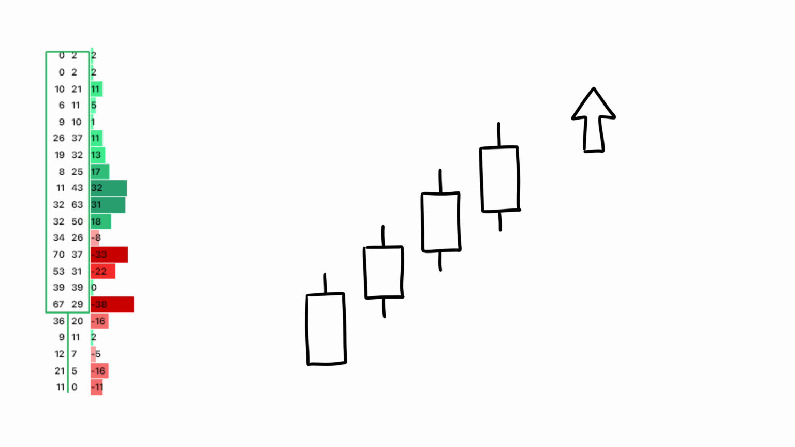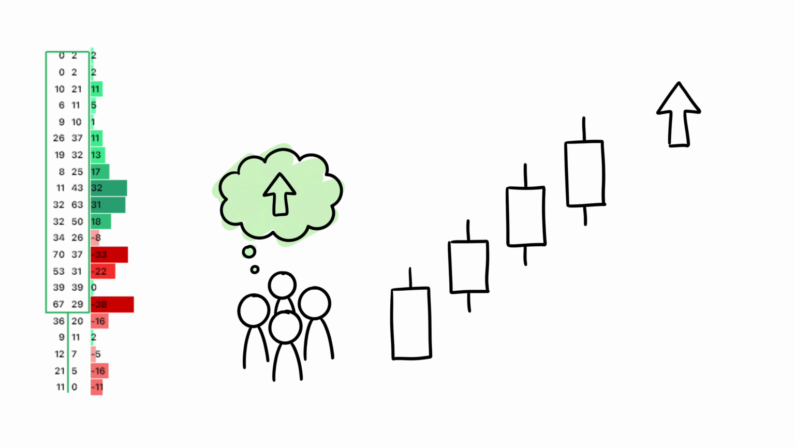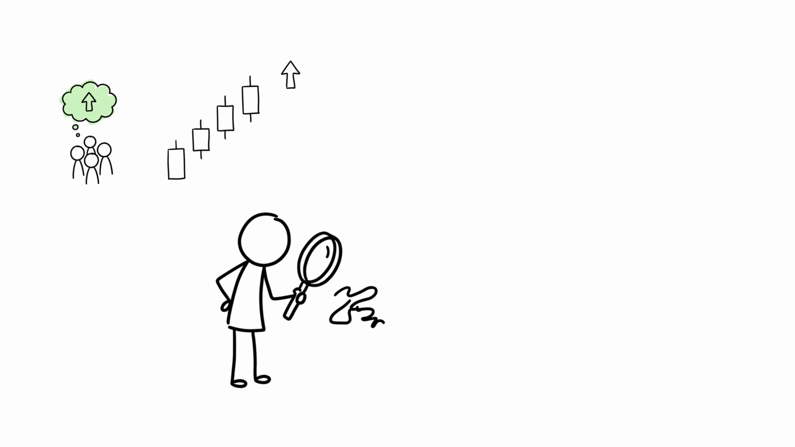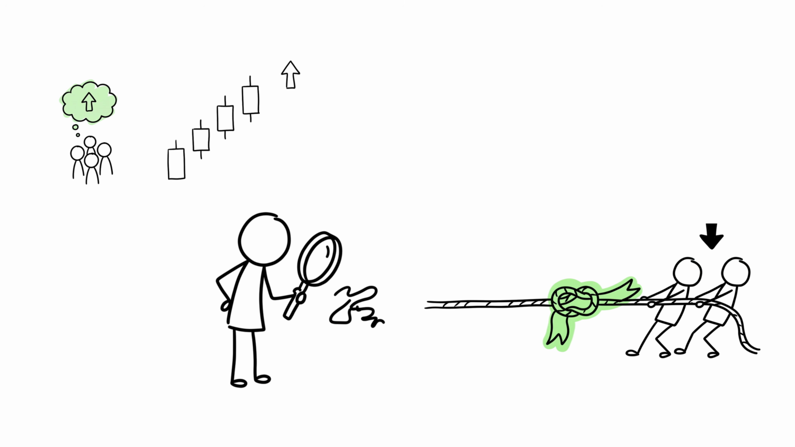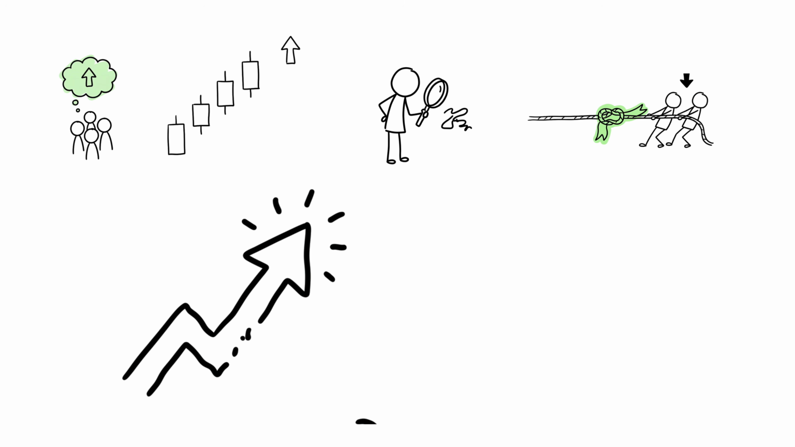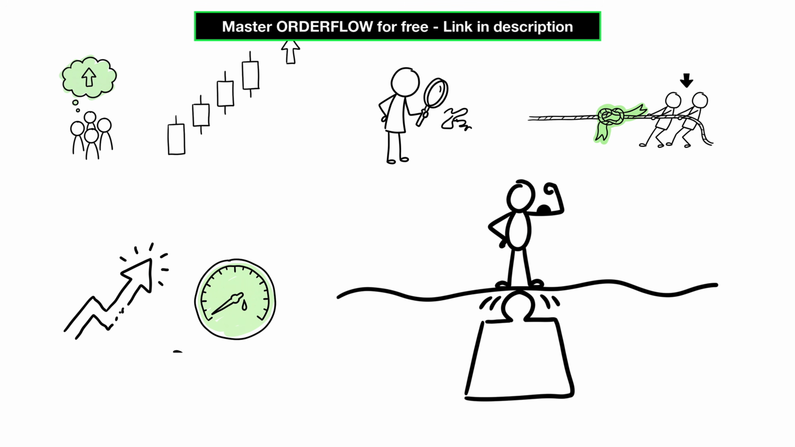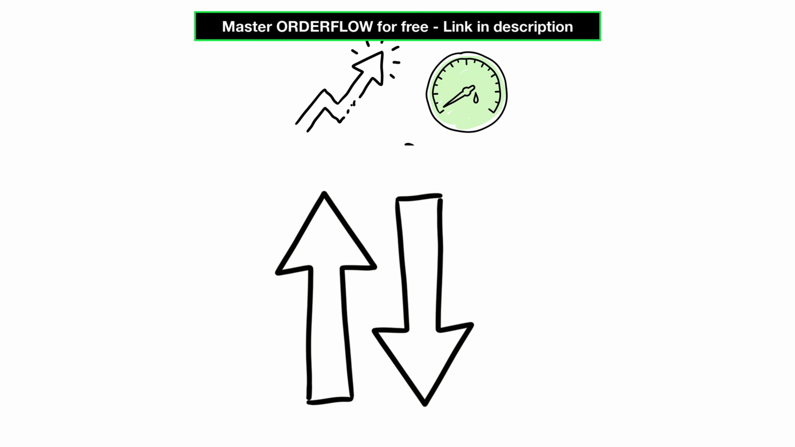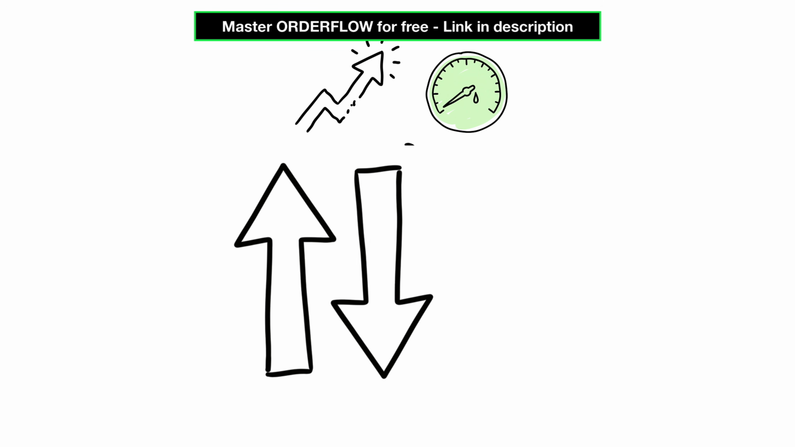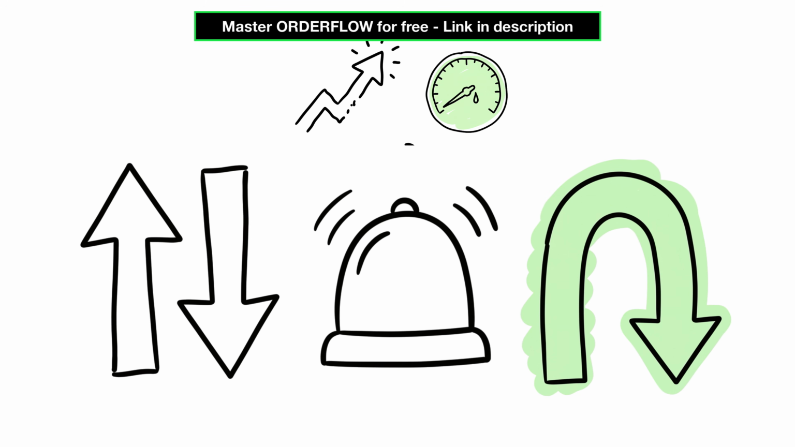Sometimes price is grinding higher. Candle after candle, everyone assumes buyers are in control. But you check the delta, and the sellers are actually winning the tug of war. That means the move up is running on fumes. The buyers look strong on the surface, but underneath they are getting overpowered. 9 times out of 10, that quiet little mismatch is the warning shot before a reversal.